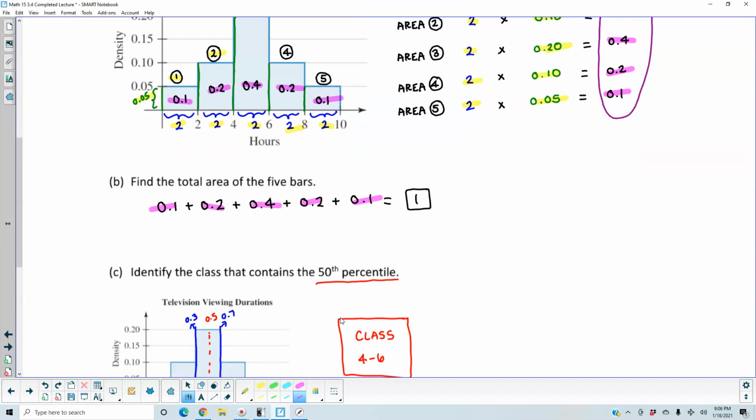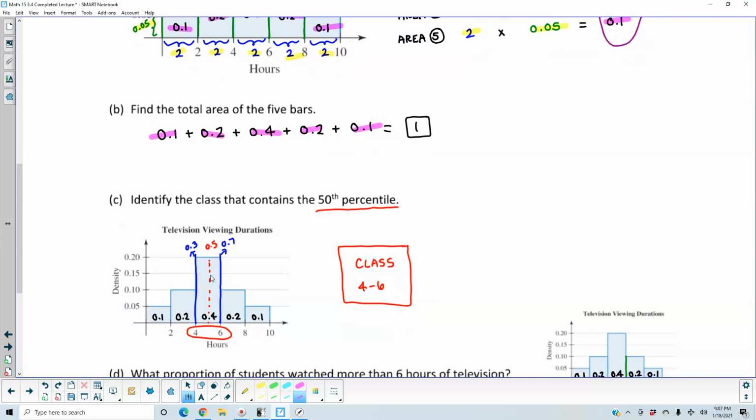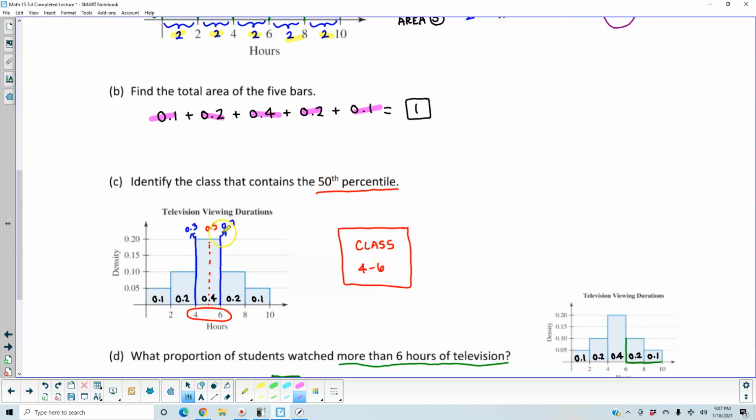Now in part C, they want us to identify the class that contains the 50th percentile. Well, if you recall here, we have 0.1 is the relative frequency for this one here. This is 0.2. And in between here, this is 0.4. So if this is 0.4, that means that this represents 0.3 and this represents 0.7. So in between 0.3 and 0.7 would be 0.5, which means that the class that has the 50th percentile, or 50%, or 0.50, is 4 to 6.